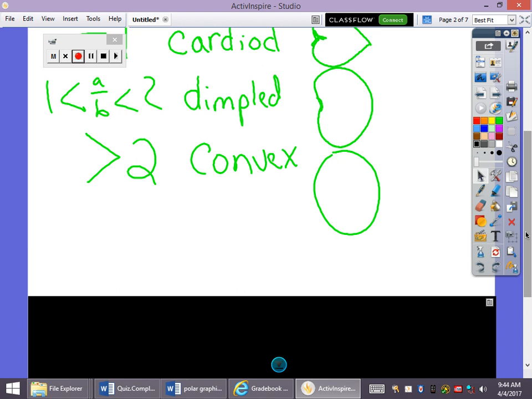Okay? And there's a typo on your paper. It should say greater than 2, not greater than 1. I was cutting and pasting to save time and forgot to switch it. Cardioid is for equals 1. And convex is like a circle, an egg, an oval. Okay, I'm going to give you another 30 seconds to get those copied.